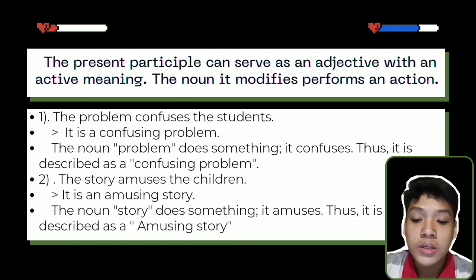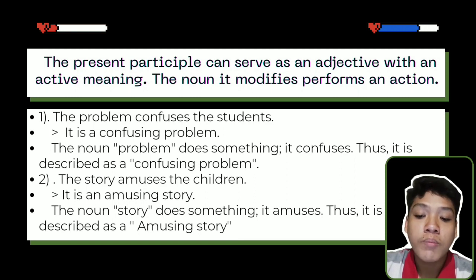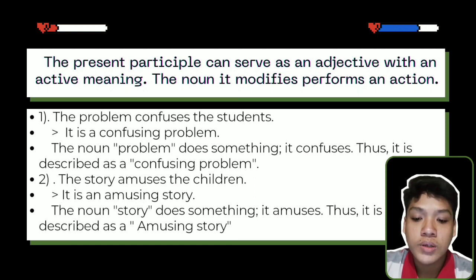Let's see the example. Example number 1. The problem confuses the student. Masalah membingungkan siswa. Jadi kalau present participle menjadi it is a confusing problem. Ini adalah masalah yang membingungkan. The noun problem does something. It confuses. Thus, it is described as a confusing problem. Jadi, kata benda problem melakukan sebuah aksi atau tindakan, yaitu membingungkan. Dengan demikian, ini digambarkan sebagai masalah yang membingungkan.